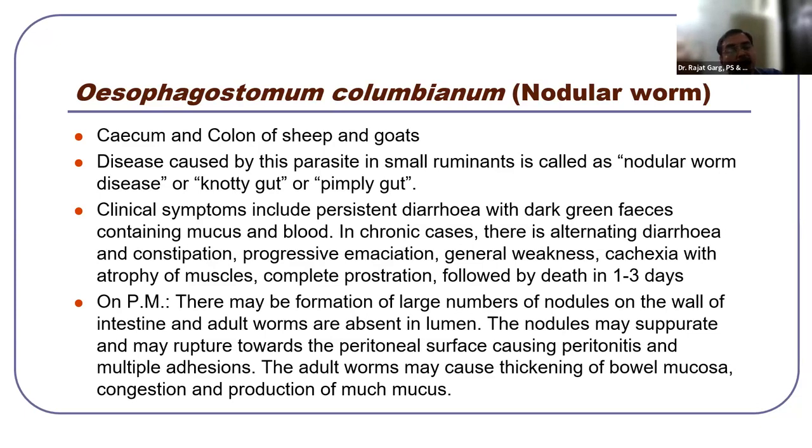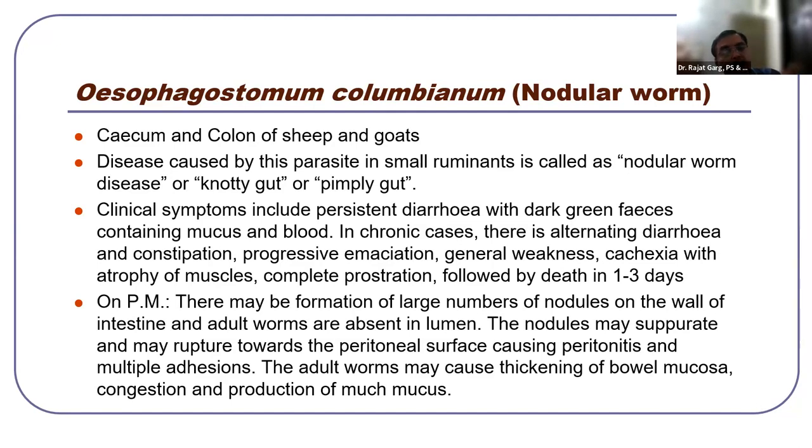If you conduct a postmortem on such animals, you will find a large number of nodules in the intestine, but underline it that the adult worms are absent in such cases, because the larvae of the parasite are responsible for production of the nodules. If you open one of the nodules, we will find the fourth stage larvae of the parasite in this nodule.